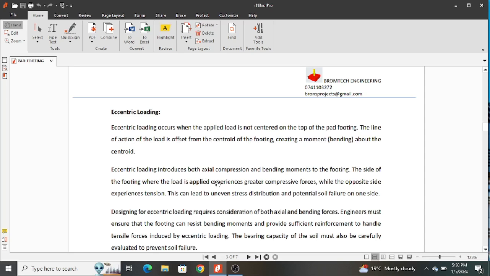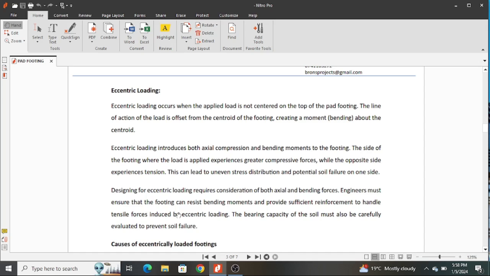When we come to eccentric loading, this is where it starts becoming interesting. This loading normally occurs when the load is not centered, as I have said, on top of the pad footing, and the line of action of the load is offset from the centroid of the footing. This distance of offset is what we call eccentricity. So if you're asked what is the eccentricity of this column, you should find the distance of offset of the column from the center of the footing. This normally creates a moment.